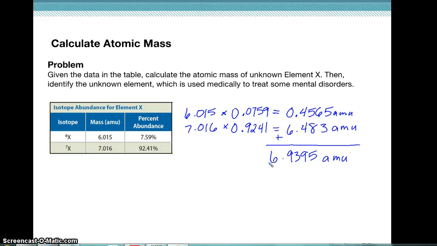And if you look at the periodic table and you find an element whose average atomic mass is 6.935, we can determine that element X is lithium, which is used to treat some mental disorders. So we came up with our element and we used our average atomic mass to determine what that element is.